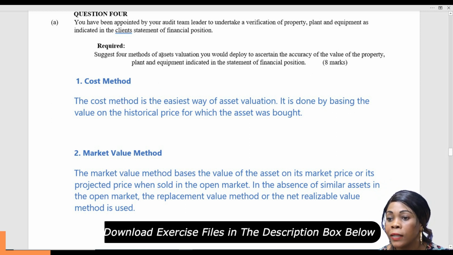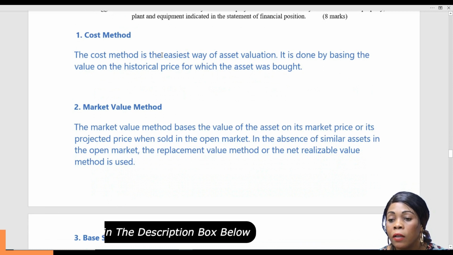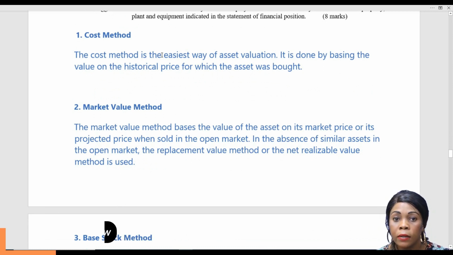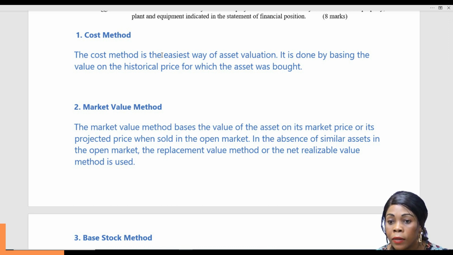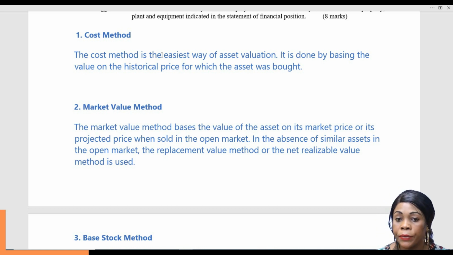The methods of asset valuation include: the first one is the cost method. The cost method is done basing on the historical price for which the asset was bought. Especially, this cost method is the easiest way of assessing the valuation, because we are just basing on the historical price for which the asset was bought.